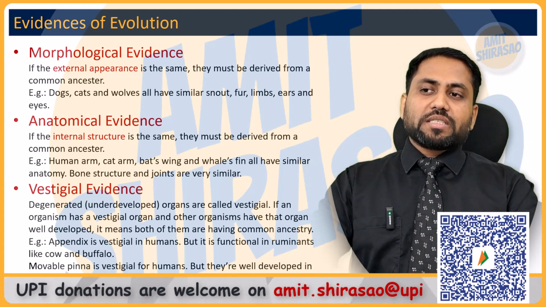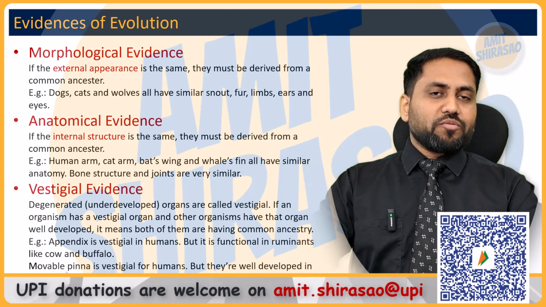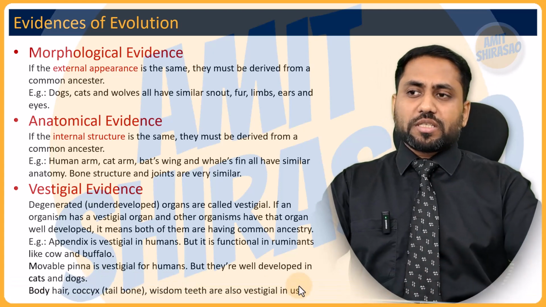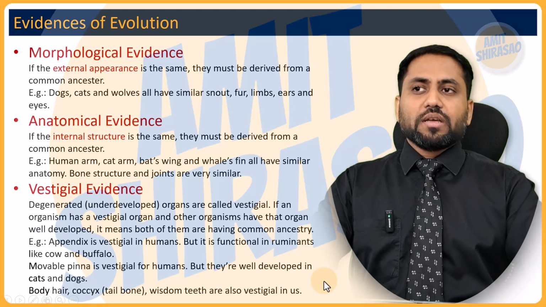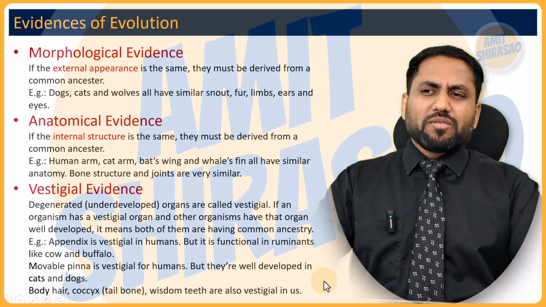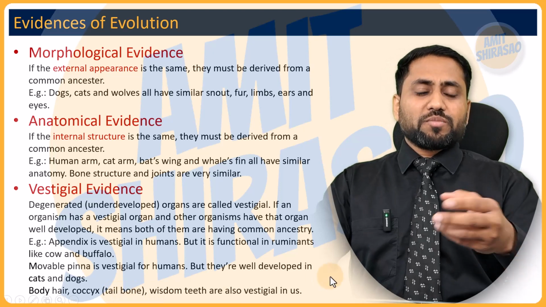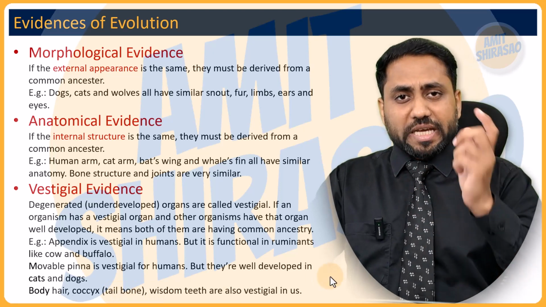Body hair, coccyx, that is tailbone, wisdom teeth, these are all vestigial too, but they might be important in other species. Like body hair is required in chimpanzees, gorillas, because they live in the wild. Wisdom teeth, I don't know who uses it or who needs it, but tailbone, some species have tails.